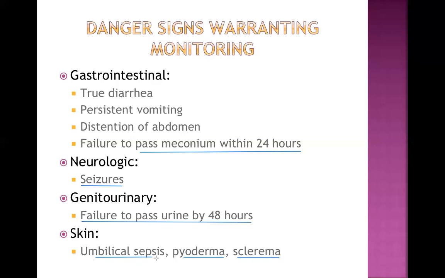Umbilical sepsis can easily go into the portal circulation, can easily lead to septicemia. Pyoderma is a bacterial infection of the skin, and scleroderma is hardening of the skin. When we palpate that particular skin, it feels like it is tight and hard. It is a feature of sepsis as well as hypothermia. This is called scleroderma. These are very important points.